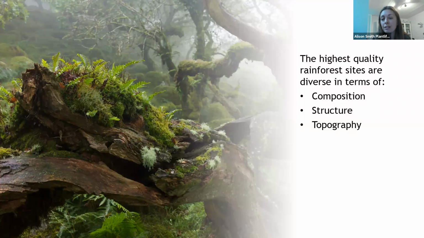Good quality rainforest sites also have a diverse structure with a range of young and old trees, open spaces and shadier areas, again providing a range of microclimates and niches, and diverse topography. So we've talked about these sites being in upland Britain, where we often have very high rainfall. The topography is generally very diverse, so we have lots of deeply incised ravines, waterfalls, and that just creates a whole range of different surfaces and microclimates for things to grow on.